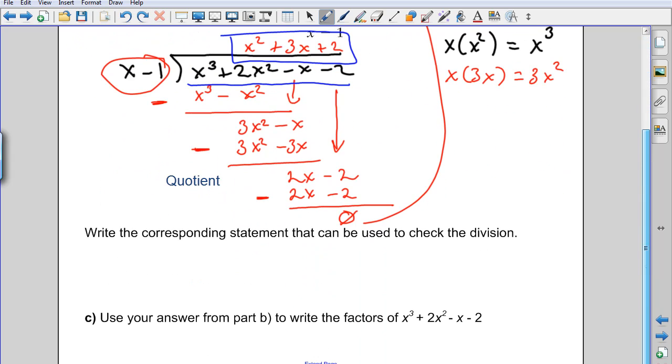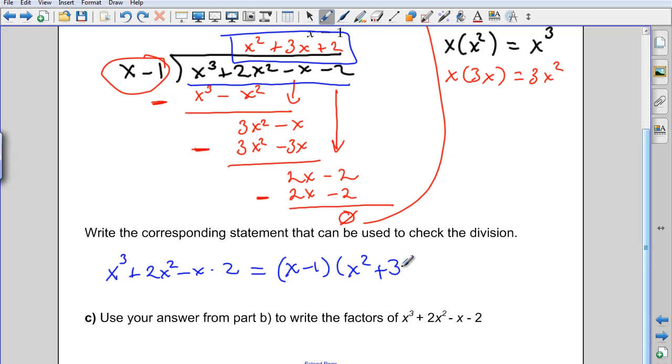So the next question is going to ask us to write a statement which can be used to check the division. Another way of writing x cubed plus 2x squared minus x minus 2 is x minus 1 multiplied by x squared plus 3x plus 2.